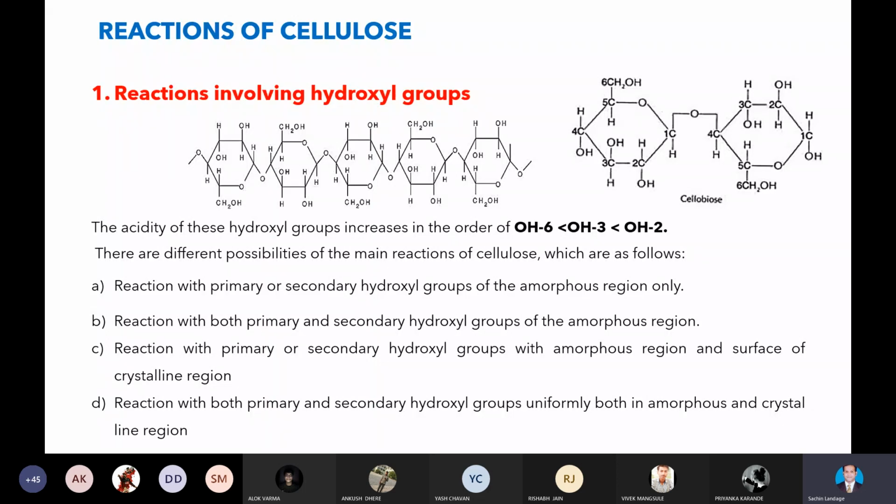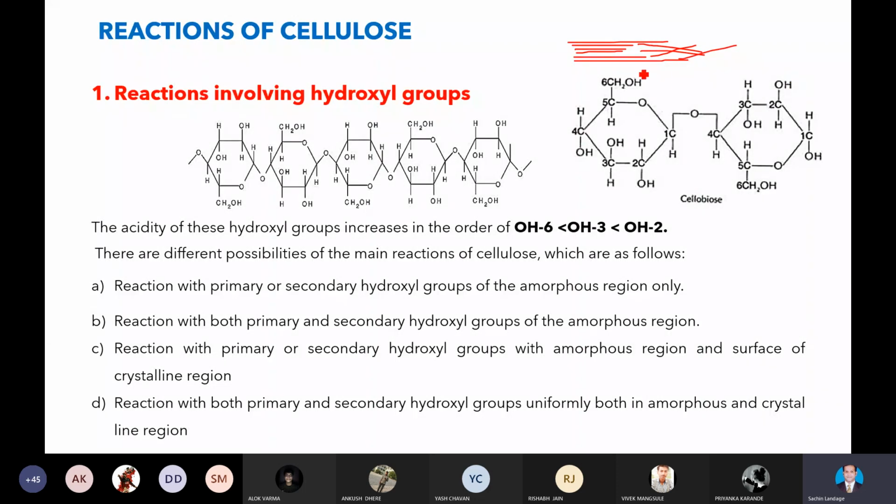Now, if you see over here, in the crystalline region also, the surface of the crystalline region. Suppose this is a fiber. And here we have the crystalline region. Here we have the amorphous region.